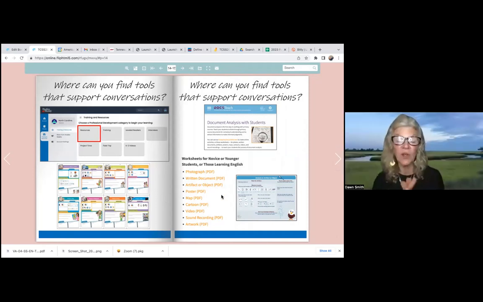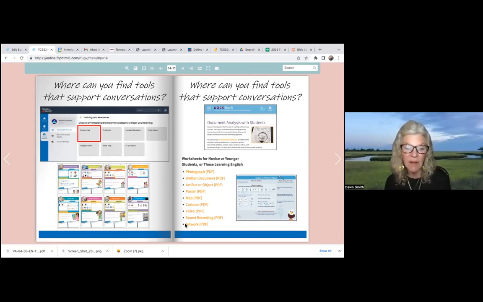All right, I'm going to encourage y'all, and it is not going to matter if you are elementary, middle, or high, to go to DocTeach. Like I say, it's part of the National Archives. You will have to create an account, but that's okay. Once you create that account, they have primary source analysis tools for photographs, documents, artifacts, posters like political posters, maps, cartoons, videos, sound recordings, and artwork.